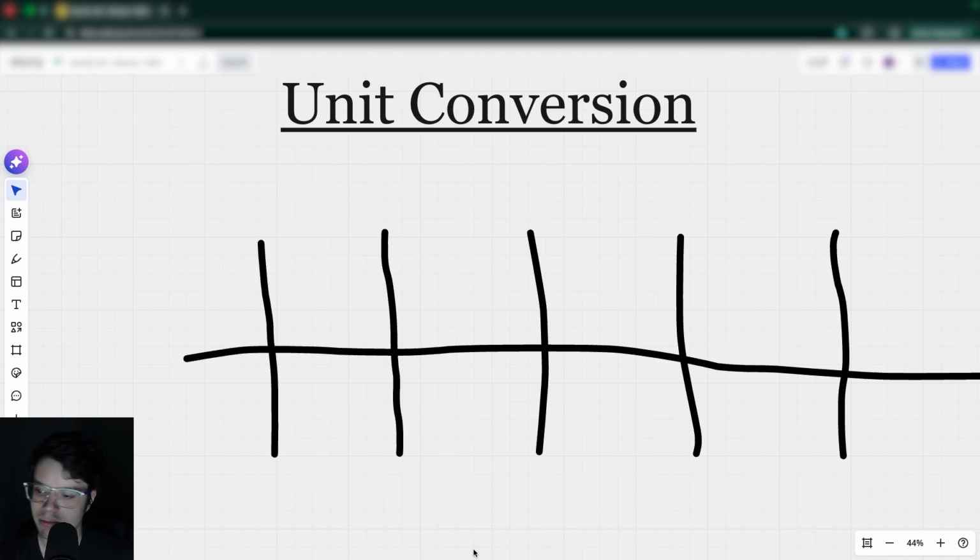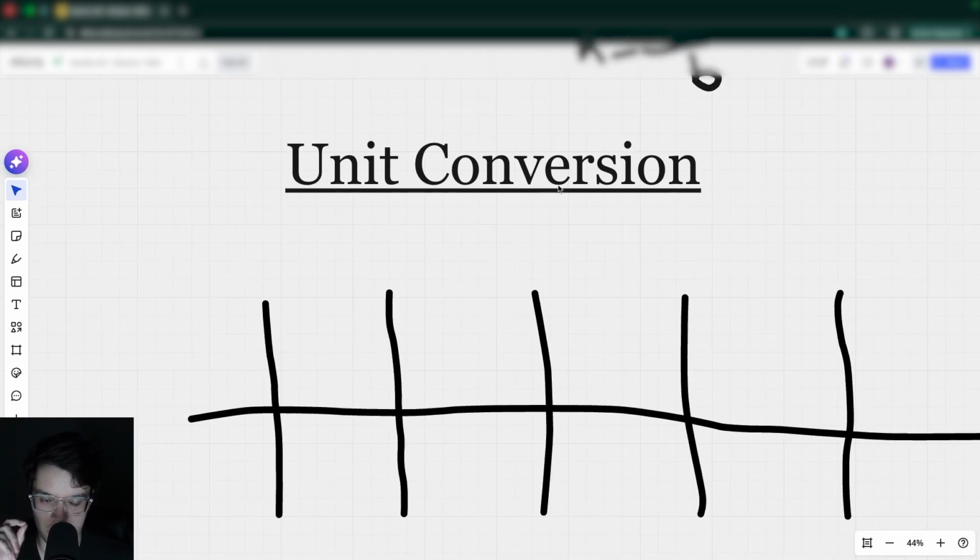Okay, so this video is going to be on how to do unit conversion on the SAT. I just feel like I need to make this video because even though this is something that doesn't appear too often on the SAT, nobody is really teaching it in the right way, at least from the videos that I've been seeing. So here's how to actually do unit conversion.